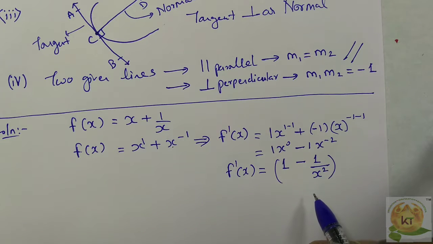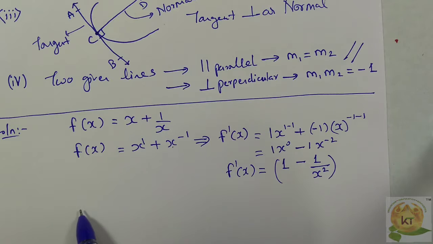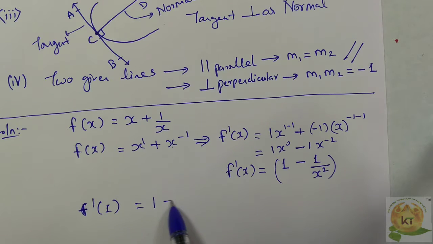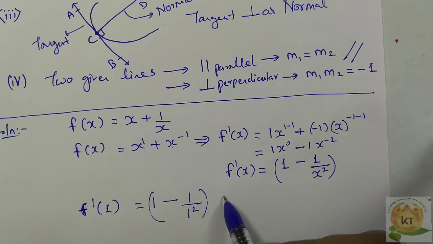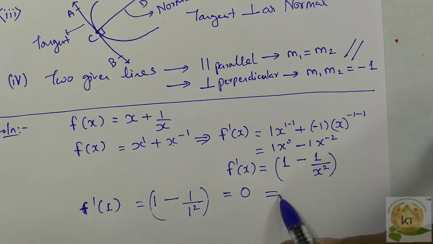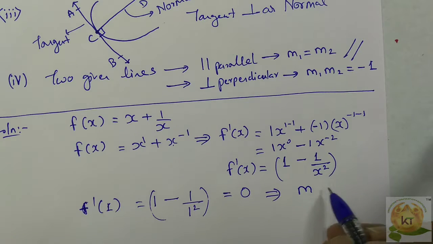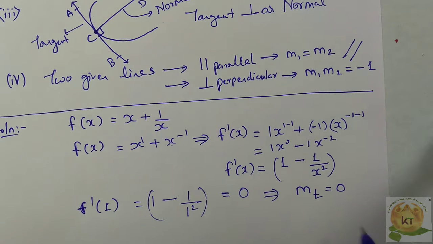Now since I need to find out the gradient at the point (1, 2), I'll find f'(1), which will be equal to 1 minus 1 over 1 squared, right? That is going to give me 0, and f'(1) is nothing but my gradient for the tangent. So the gradient for the tangent is 0. That is very, very clear.